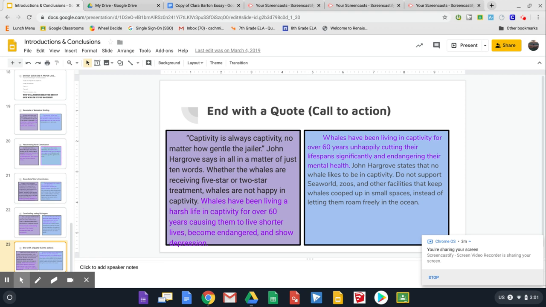Last one, with the call to action. If we have a quote, and the quote is about captivity, we want to bring that back. So we have the quote by John Hargrove. Then in the conclusion, John Hargrove states that no whale likes to be in captivity. Do not support SeaWorld, zoos, and other facilities that keep whales cooped up in small spaces, instead letting them roam freely in the ocean. So bringing the person that made that quote back. If it's your everyday hero, maybe you can reword that quote a little bit differently so that it seems conclusive.